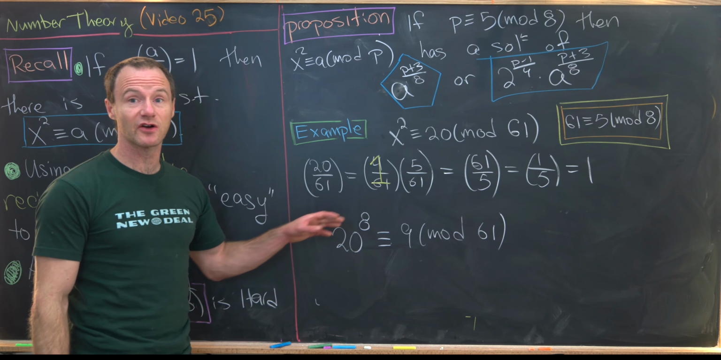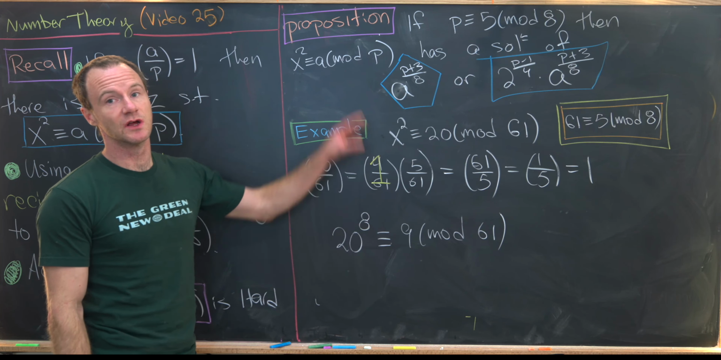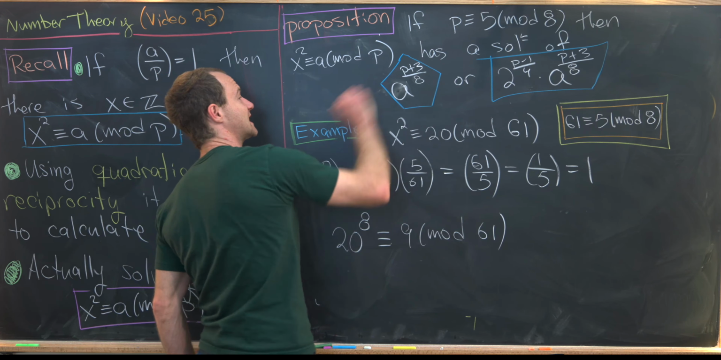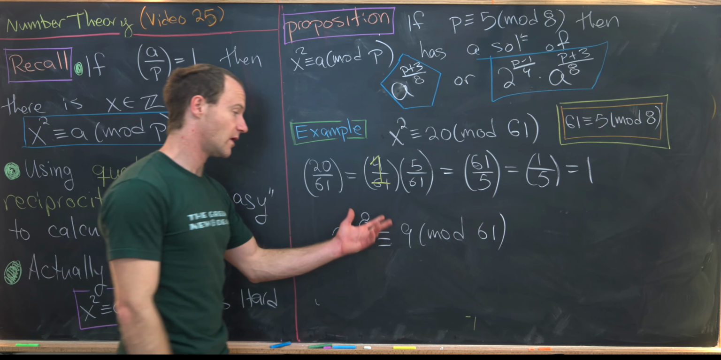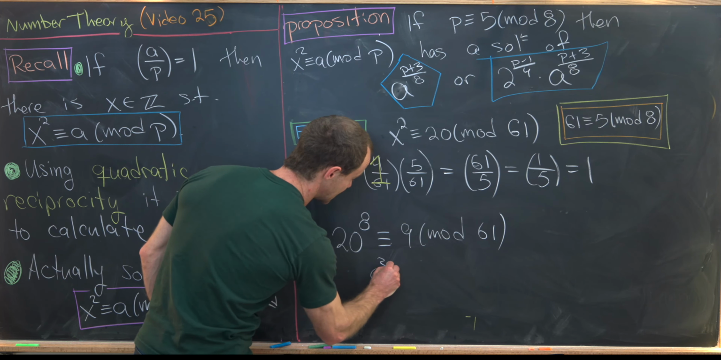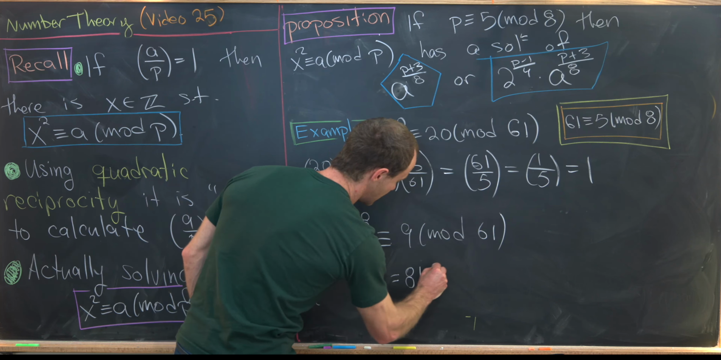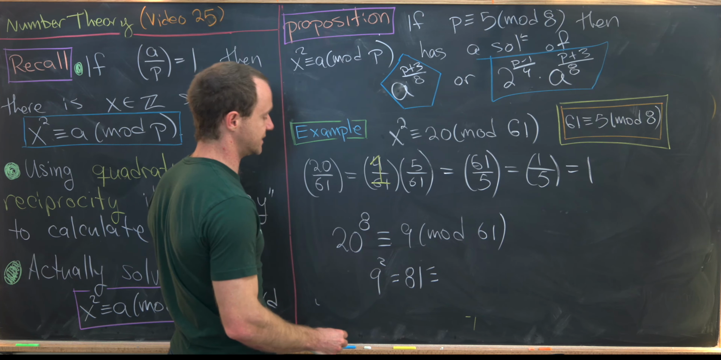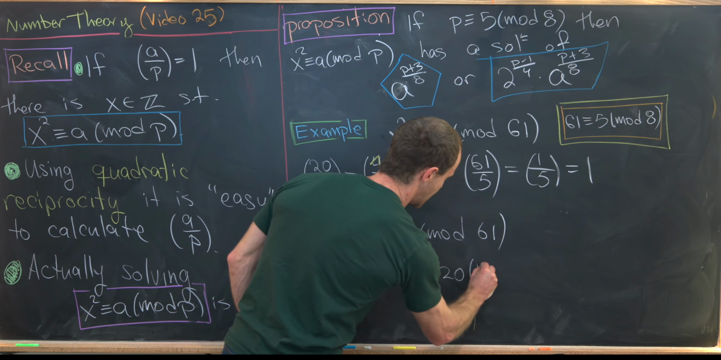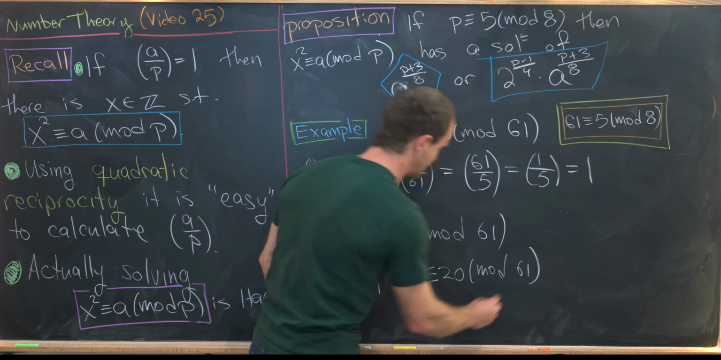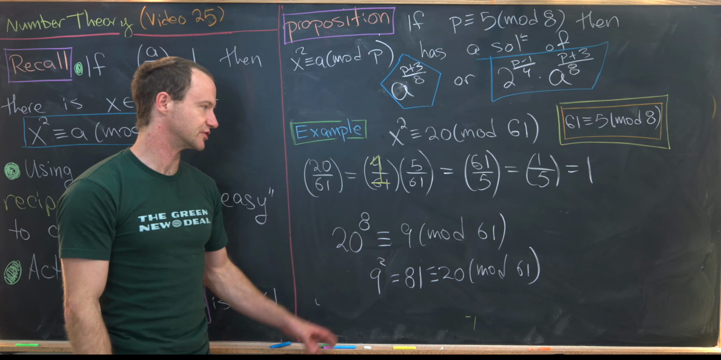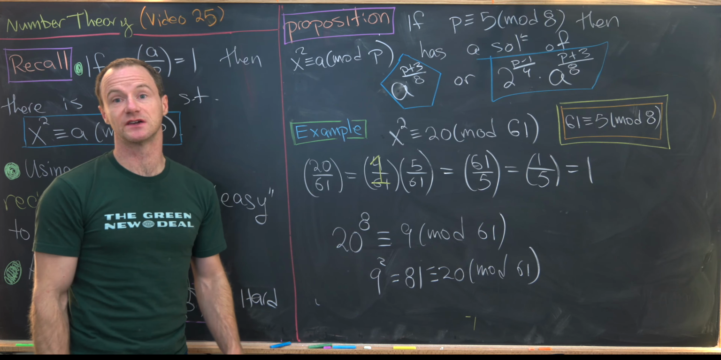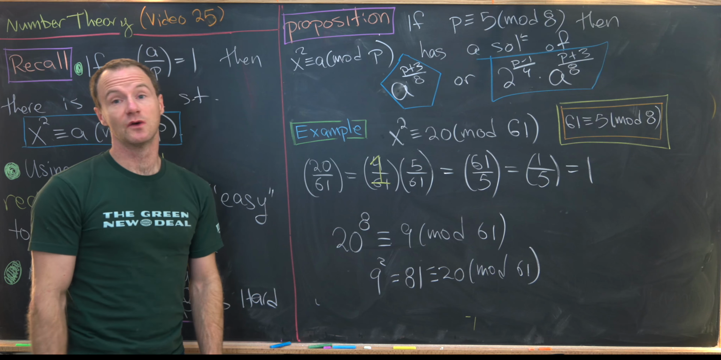But now we're not guaranteed that this is a solution. Look, our proposition tells you that this guy is a solution or this guy is a solution. Well, we can check by doing 9 squared, noticing we get 81, which is most definitely congruent to 20 mod 61. And then after looking at this, it's pretty obvious that 9 should be a solution, but I think it's nice to go through the details just to see this proposition working.